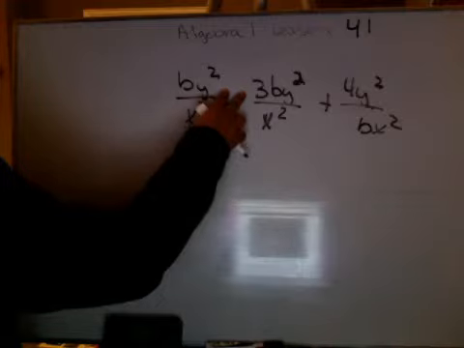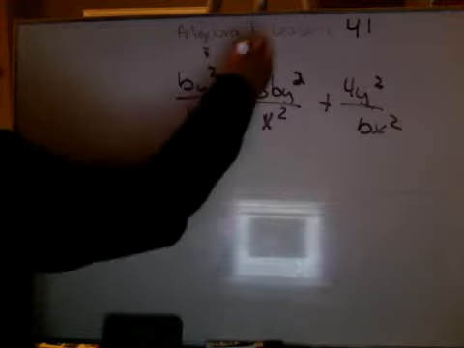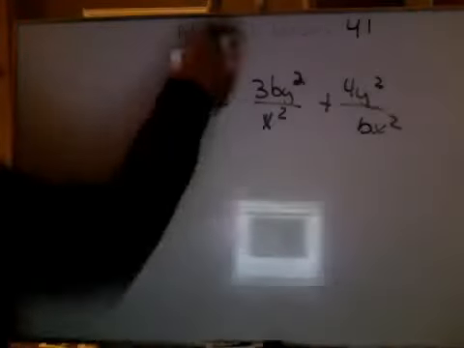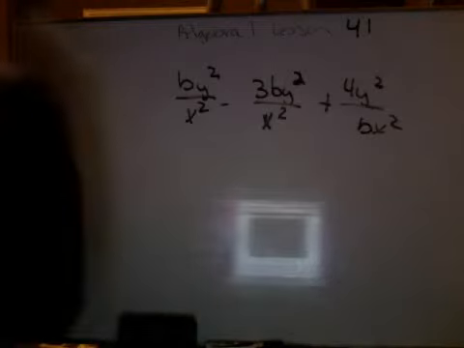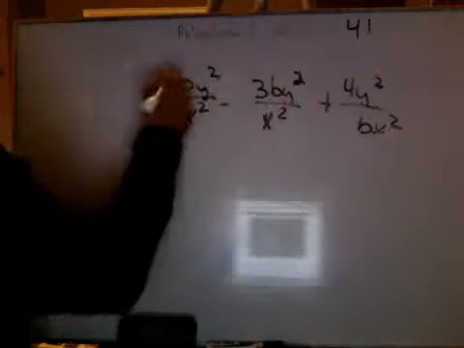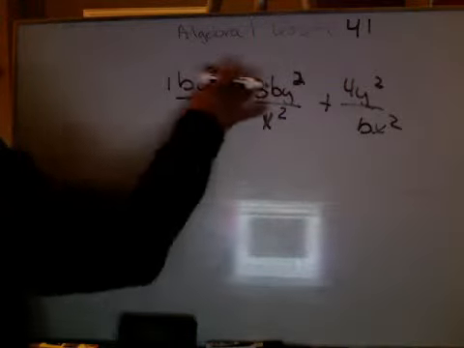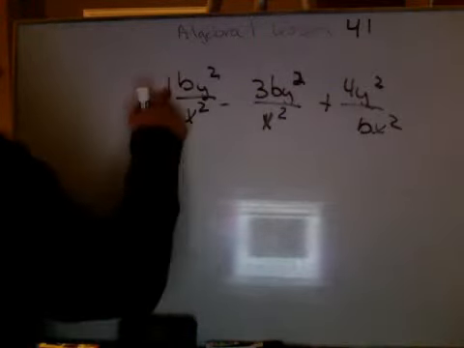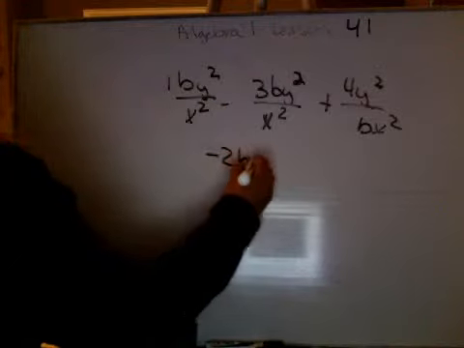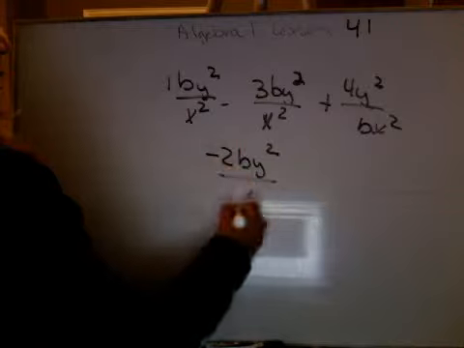Now, the next step is to say, are they like terms? If it was 3 and 4, we would add 3 and 4, which would make 7. But these have variables. So again, we go back to what is a like term? You have b, you have both y squared. This has a coefficient of 1, so the numerators are like terms, so therefore it's 1 minus 3, which is negative 2by squared over x squared.